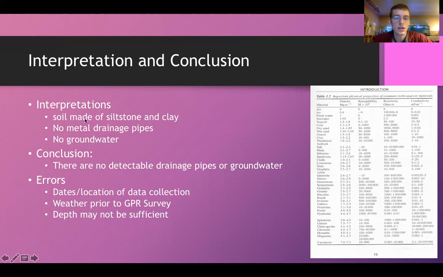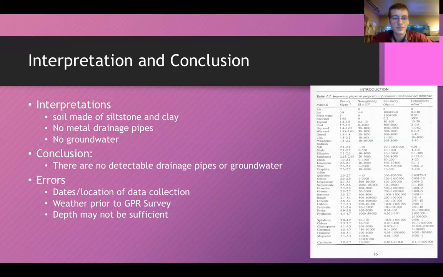I made an interpretation of this survey. According to my resistivity surveys, this area was made mostly of siltstone and claystone, so there really wasn't much to worry about in this area. I noticed that there were no metal drainage pipes, which is great. I know that now my cores more than likely won't hit anything of value or importance or expense, which is awesome. There was no groundwater though, which is as we expected. So ultimately, this supports my hypothesis and my conclusion that there are no detectable drainage pipes or groundwater in this area.